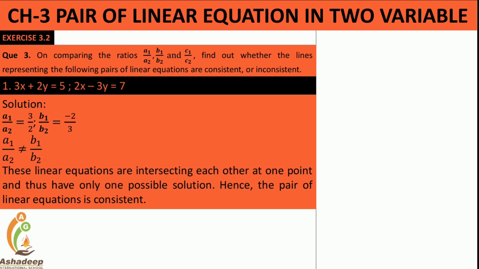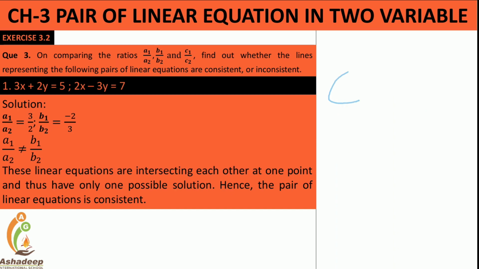Exercise 3.2, Question number 3. On comparing the ratios a1 upon a2, b1 upon b2 and c1 upon c2, find out whether the lines representing the following pair of linear equations are consistent or inconsistent. So we need to say whether it is consistent or inconsistent. It is consistent if we get the solution. It is inconsistent if we don't get the solution, right?